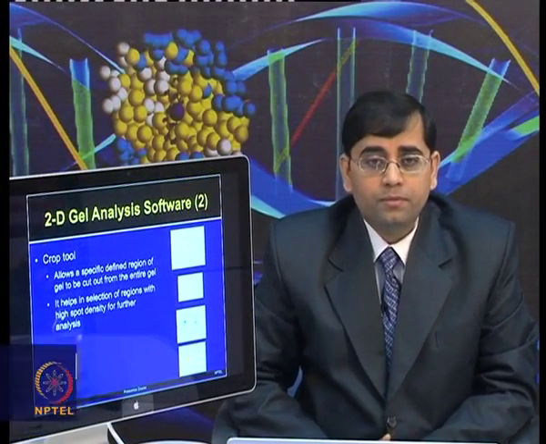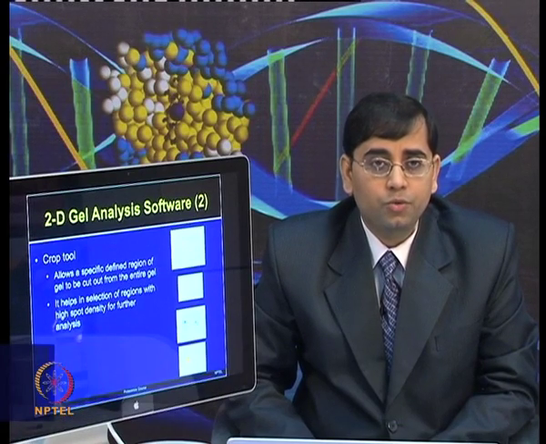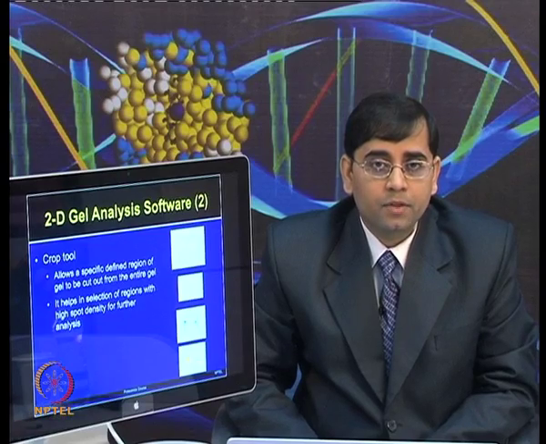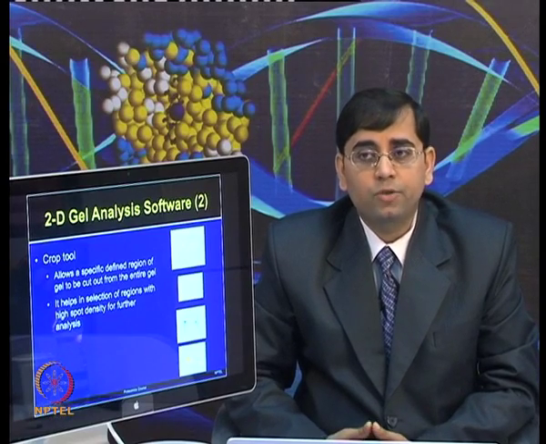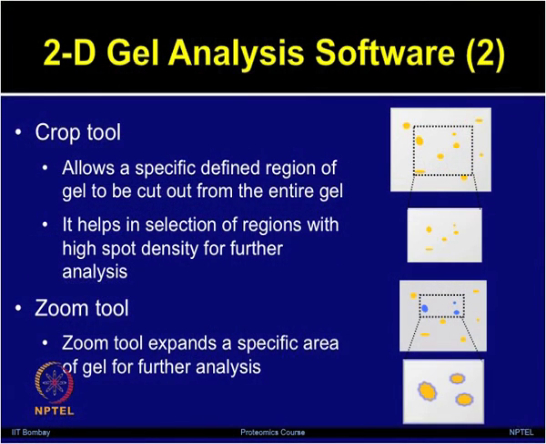So, the crop tool is the first part which you would like to use. If in your gel you have some extra regions where you do not have any spot of interest, probably you would like to crop those regions and crop both your control and treatment gels uniformly. This crop tool allows a specific defined region of the gel to be cut from the entire gel. It helps to select the region with the high spot density, which can be used for further gel analysis.